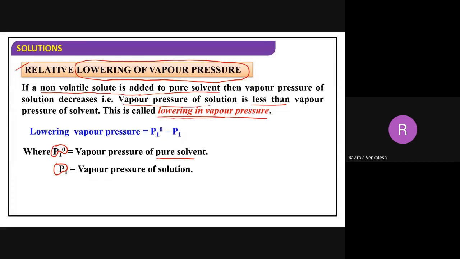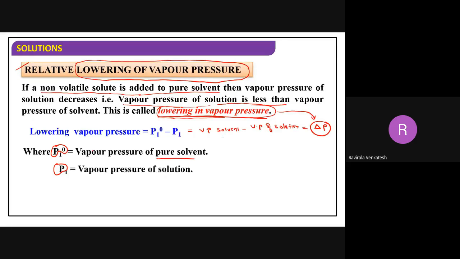Lowering of vapor pressure is equal to what? Vapor pressure of solvent minus vapor pressure of solution. This we can write as delta P. Now delta P indicates what, beta? Delta P is nothing but lowering of vapor pressure. How much is decreased?